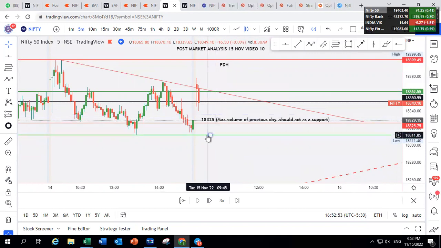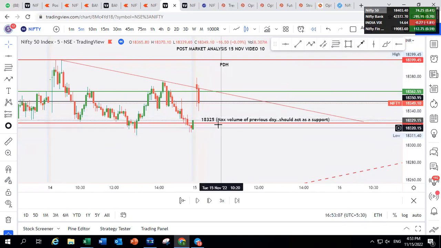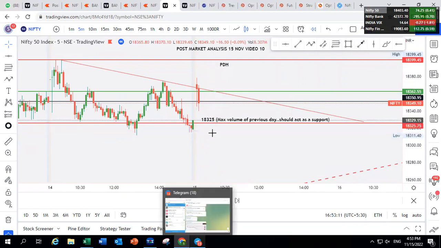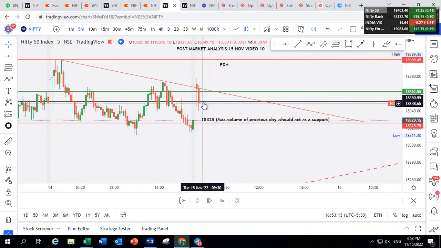Now, friends, one more thing. Since I had identified 18325 as my major support, and the previous day low is only 15 points below, I did not consider the previous day low as my major support point. I consider 18325 as my major support point. Clear?